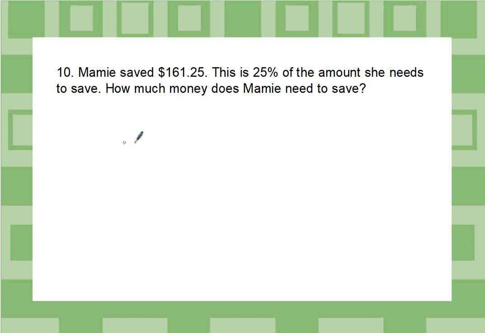Next one, this is our last problem. Mamie saved $161.25. This is 25% of the amount she needs to save. How much money does she need to save? So where I see this percent right here, I know this percent is the same thing as 25 hundredths, because we have already written this in the past like that, right? So since we know it's like this, we can also write it like this.